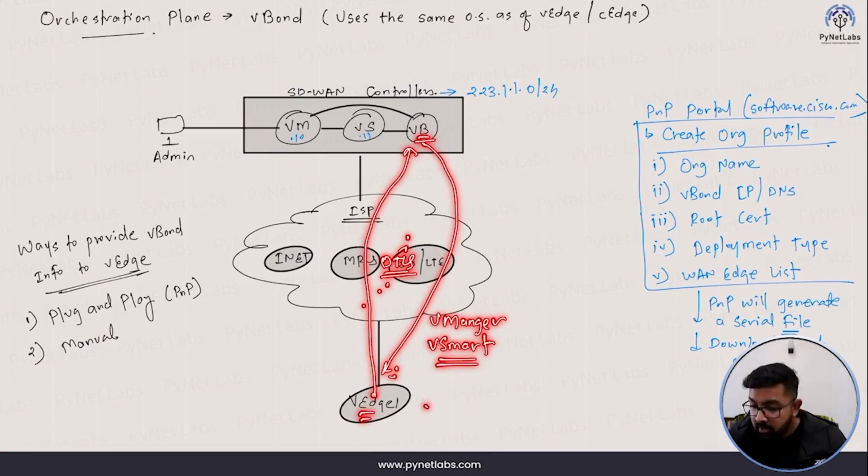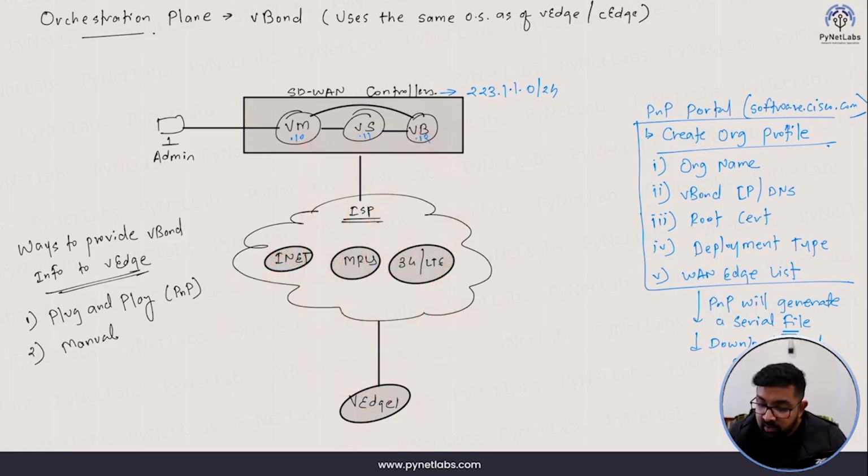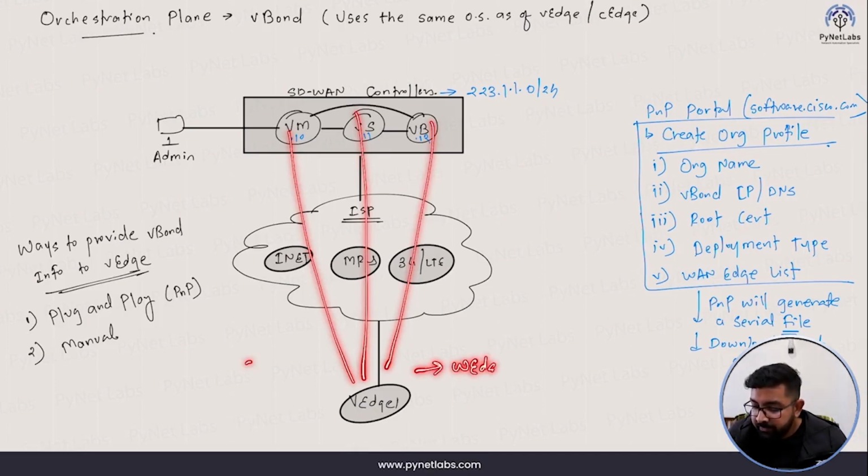Which means vBond tells your WAN edge who your vManager is and who your vSmart is. You do not get to know about vManager and vSmart from anywhere else. Only your vBond can tell you about that. Upon successful authentication, vBond will distribute this information to you. Post that, the WAN edge is going to talk to vSmart, and also to vManager, saying let's form DTLS tunnels. Once these DTLS tunnels of the WAN edge are formed with all three controllers, that is when your WAN edge is onboarded.